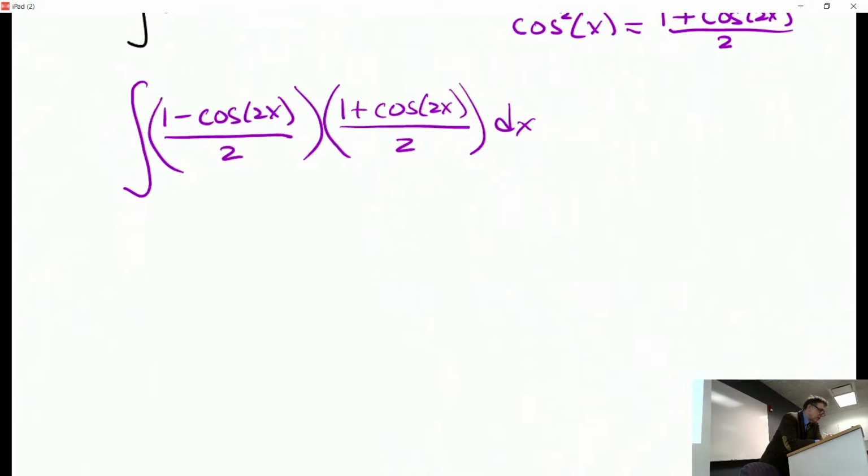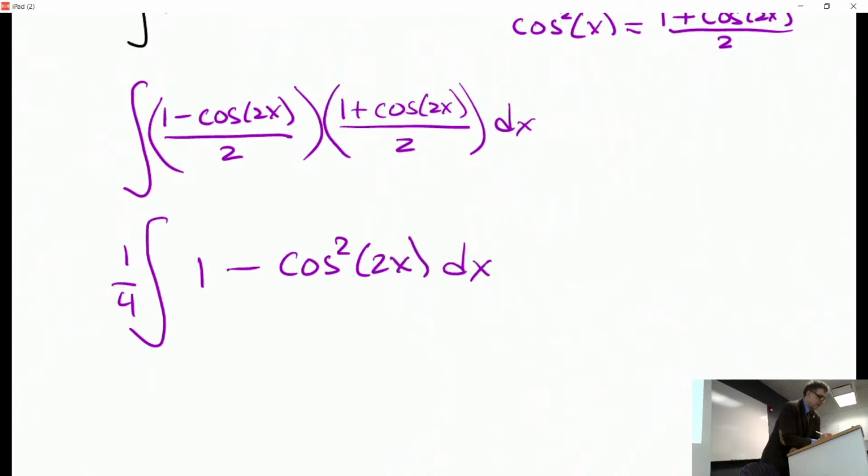Okay, now what do we do with this? Well, what we're going to do is multiply through. Let me put the 1/4 out front. And I do FOIL, and you get 1 minus cosine squared 2x. I know, I just said do FOIL, and I didn't do FOIL. I did FOIL. I just did it so quickly you didn't see it. It's like a magician, the sleight of hand. But anyway, you get the 1 squared minus this times this, and then plus this times this. Those two cancel. And then this times this becomes that.